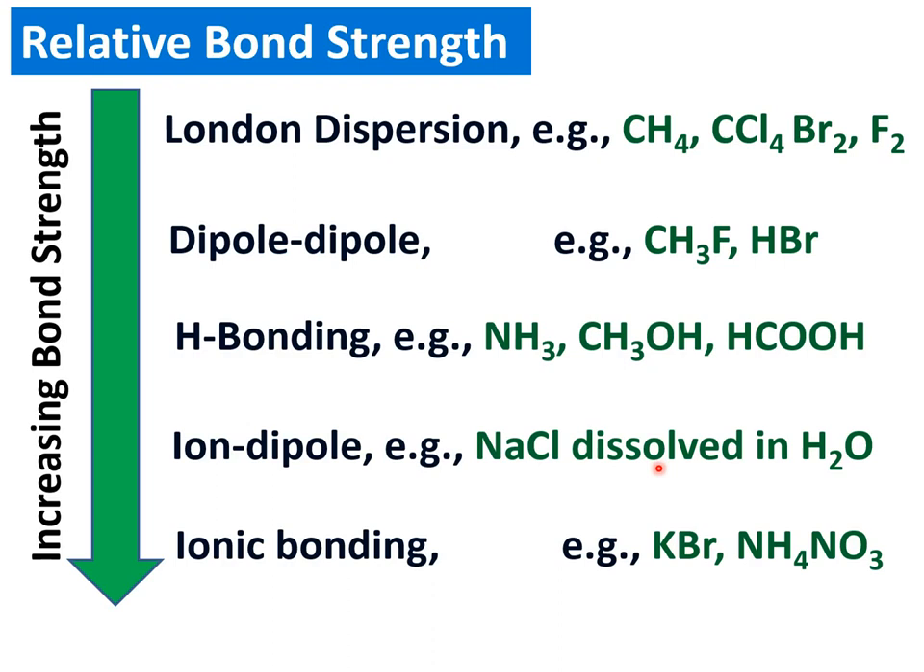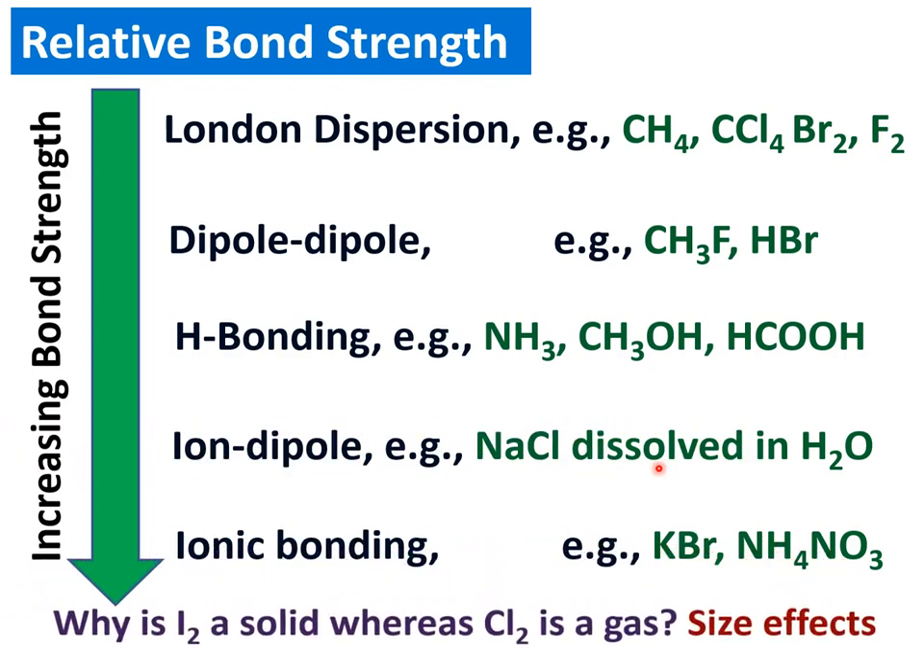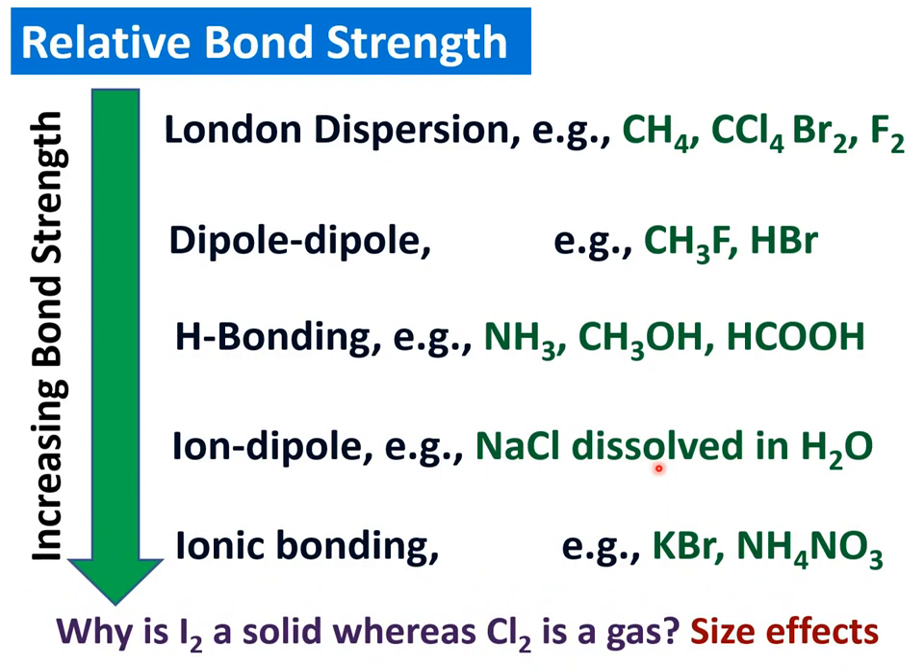We have a question here: why is iodine a solid where Cl2 is a gas? Of course, this is at normal conditions, at room temperature and at 1 atmosphere. This is related to the difference in sizes. Iodine is bigger, so the opportunity for having stronger London dispersion forces is very high. So it can be a solid at room temperature.